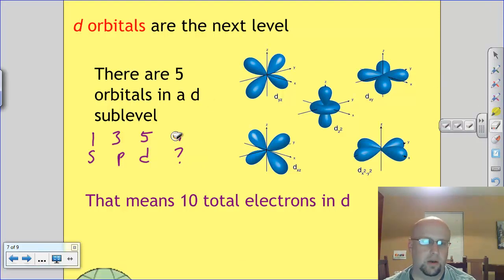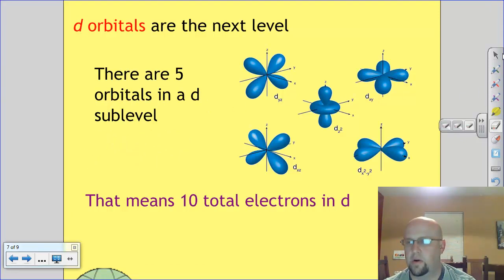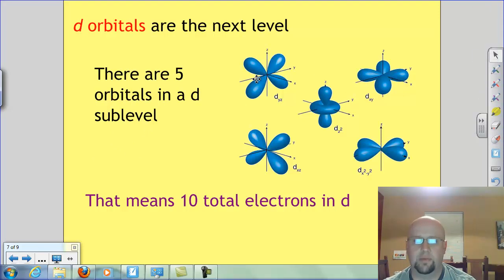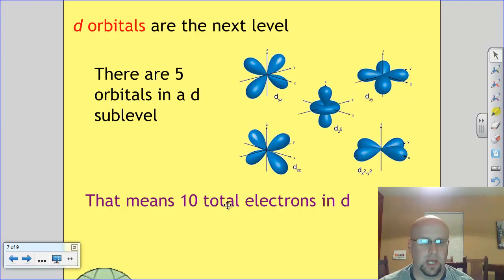But the d sublevel has 5 different orbitals that it could be, and they are all kinds of weird, wacky shapes. Some of them look like double p orbitals, and they're in different planes here. Then you see this one that just looks really weird. It's a torus, which is like a donut, and then it's got what looks like a p orbital wedged in there. Anyway, what matters for us is that there are 5 regions in space for d. And so that means that there are 10 total electrons in the d orbitals.